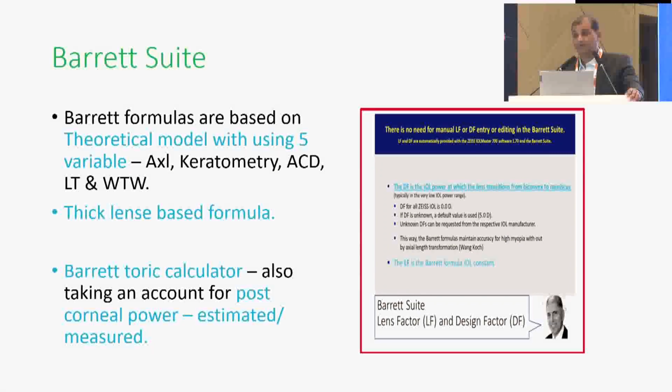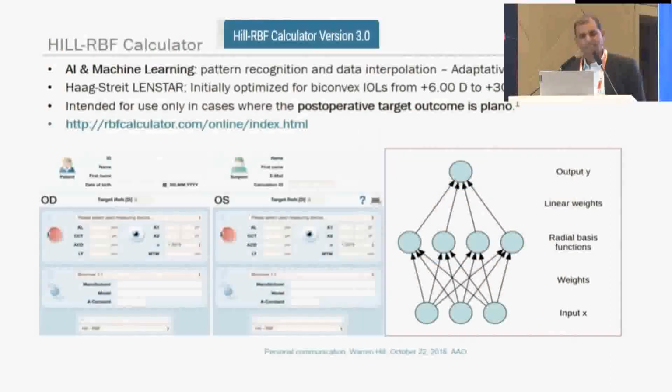The Barrett formula is mainly a theoretical model using 5 variables, which is a thick lens based formula. So they have two factors. One is the lens factor, which is like our A constant of the SRK/T, and the other is the design factor. Suppose a biconvex lens, the design factor will be changed, and for a meniscus lens, like high myopic lenses, the design factor will also be changed. And the Barrett toric calculator also takes care of the posterior corneal power, whether estimated or measured, which can be used.